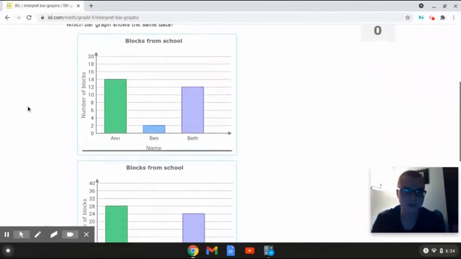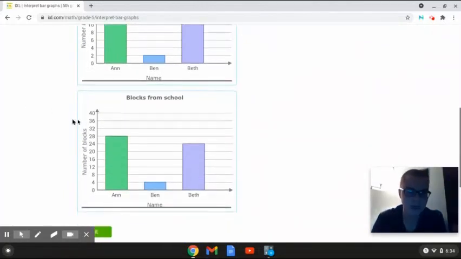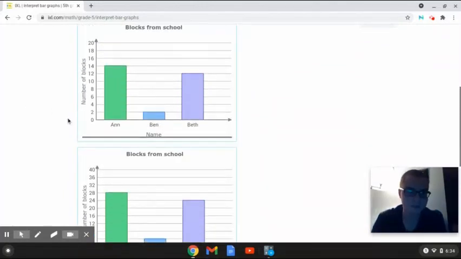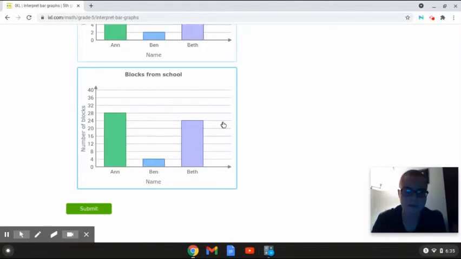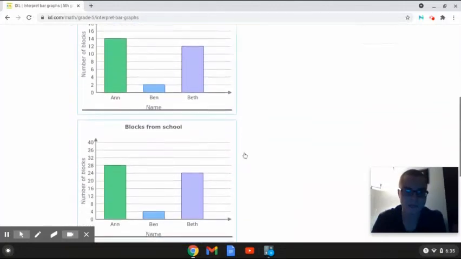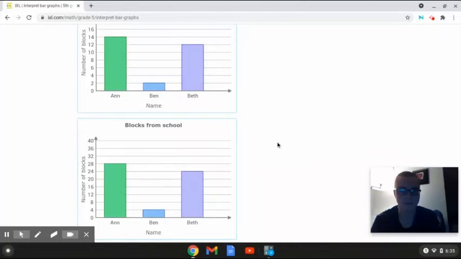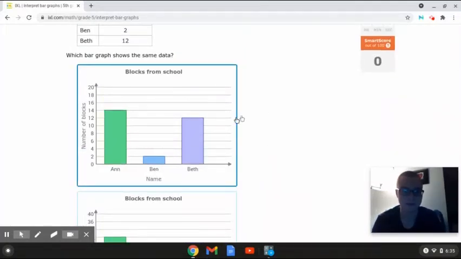Alright, so if we look here, we have 2 options right here. And if we look at this first option, it has 14 for the number of blocks for Anne, 2 for the number of blocks for Ben, and 12 for the number of blocks for Beth. And the second graph right here is showing 28 blocks for Anne, 4 blocks for Ben, and 24 blocks for Beth. So it can't be this graph because this has more blocks than what was shown in the chart. So therefore it has to be this chart.